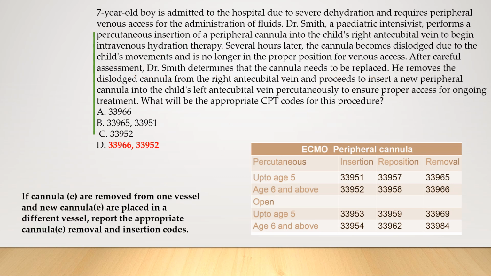So D is the correct answer, because if the cannula is removed from one vessel and a new cannula is placed in a different vessel, we have to report the appropriate cannula removal and insertion codes. And both things happened because they removed it from the right antecubital and then inserted a new cannula into the left, and that's why we will require two codes, and we will zero in on answer D.